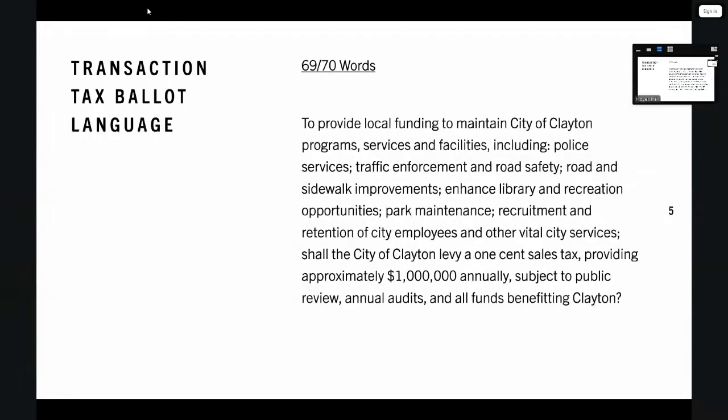In their packet, there is sample ballot language. Because you've stated in perpetuity, that will have to be included in the ballot language, because you have to state the term of the measure.